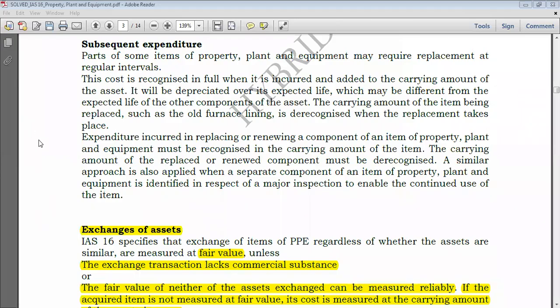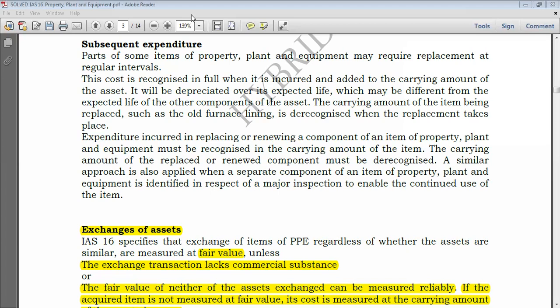So guys, now let's take a look at how to account for subsequent expenditure. You acquire an asset for the first time. Let's say you've acquired a house, or maybe you've just acquired equipment. You recognize it initially, but after 1 week or 1 month, you have to make significant improvements to your asset. Now, what you ask yourself is, should I capitalize these costs or should I expense them?